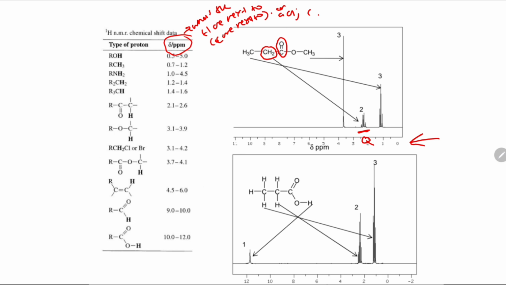I can't rub that out, I'm so sorry, but behind that Q it's going to be 2.1 to 2.6, because there's a C double bond O next to this, so it'll be 2.1 to 2.6. So that basically shows you what's on the adjacent carbon.